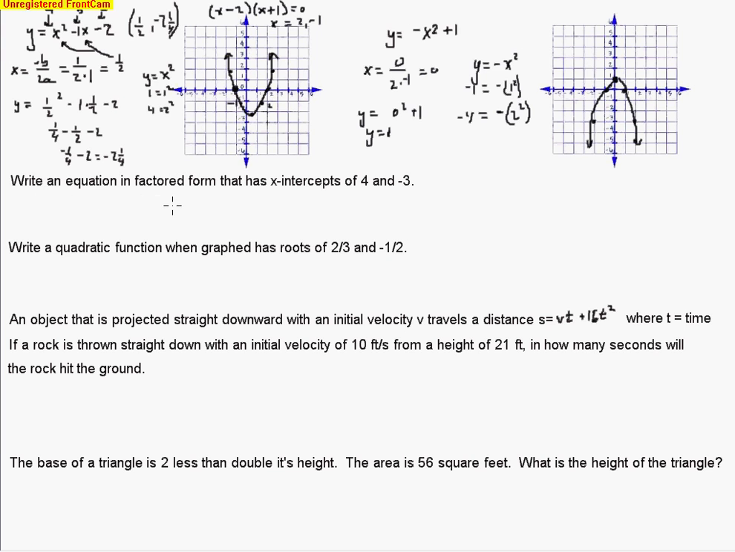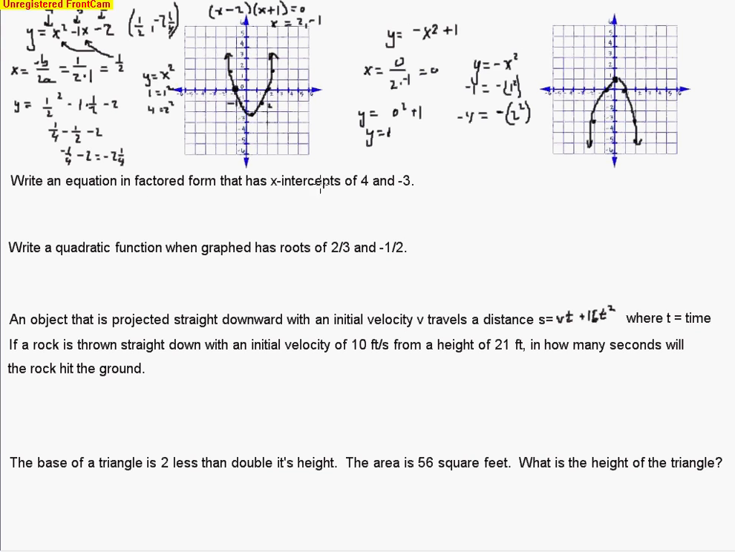Write an equation in factored form. Okay, remember, this is the factored form here. The x-intercepts are given to us, 4 and negative 3. So what that means is, notice what we had to do. We had to do an opposite operation to solve for the x-intercept.